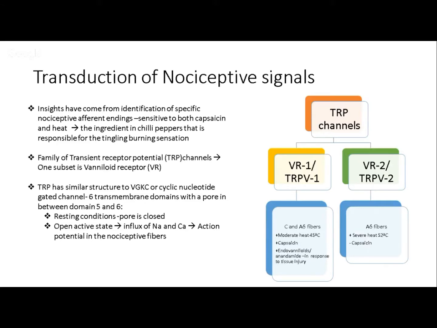So primarily for capsaicin, they'll say it stimulates both the A delta and the C fibers, and it's mediated by the VR1 receptors, the vanilloid receptor 1. Okay, so that's the main take home from this.